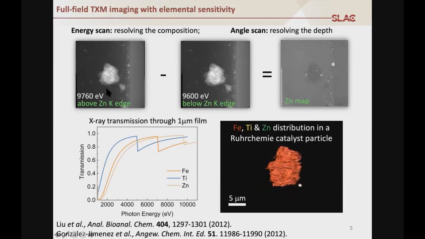As I show in the top images here, we take images above and below the zinc K edge. After the image processing, in the differential map on the right-hand side, the only thing that remains visible is the element of interest. Now we can do this for different elements, and we can do this in different angles. Eventually, we can combine all the information and reconstruct this three-dimensional distribution of all the elements of interest.